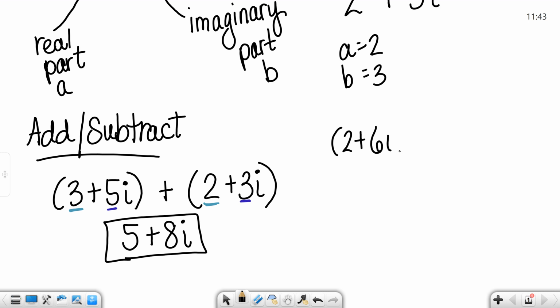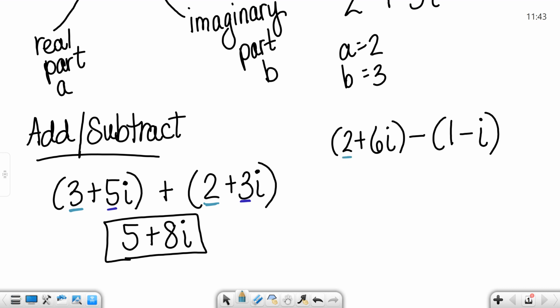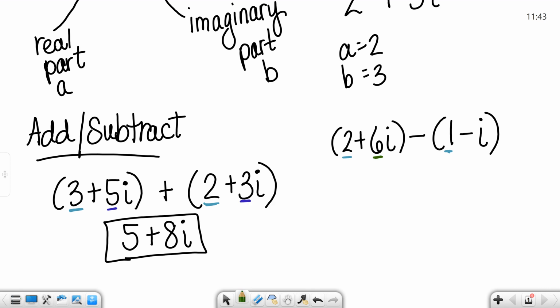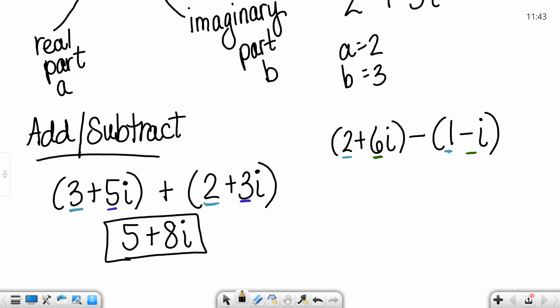So let's do one where we subtract. And we are going to be careful with all our signs. Again, we are going to identify the parts that are the same. So we've got this 2 and this 1 for our real parts. We've got this 6, and in this case it would be a -1 for that imaginary part. All right, so 2 minus 1, I'm going to actually write these out this time so we can see it. Plus, I've got 6 minus -1. Okay?